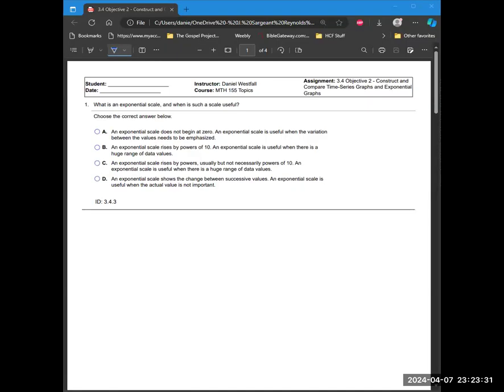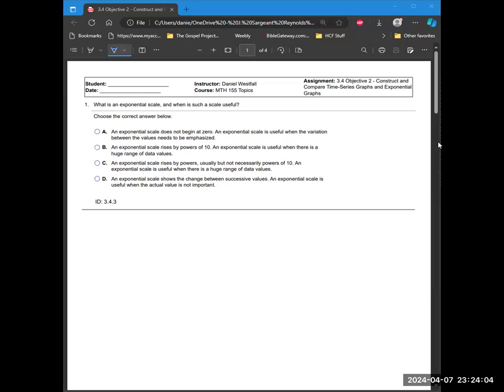In this video, we're going to talk about 3.4 Objective 2, where we construct and compare time series graphs and exponential graphs. So first, what is an exponential scale and when is such a scale useful? An exponential scale rises by powers, otherwise known as exponents. That's where it gets its name, usually, but not necessarily powers of 10. An exponential scale is useful when there is a huge range of data values.